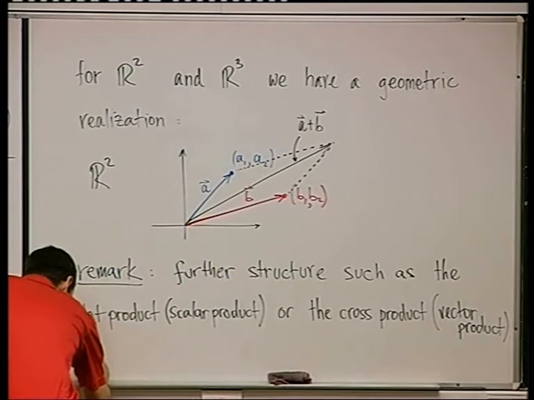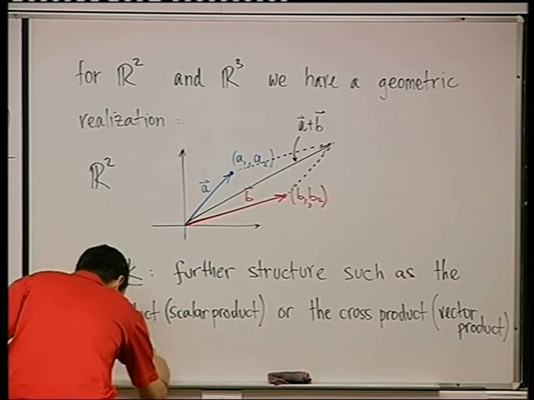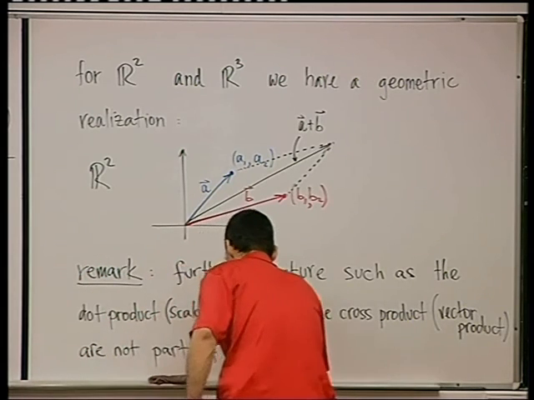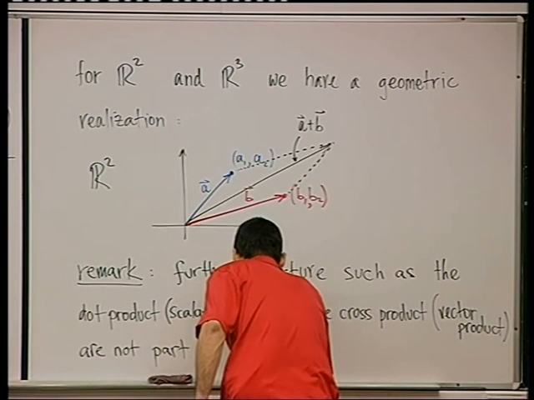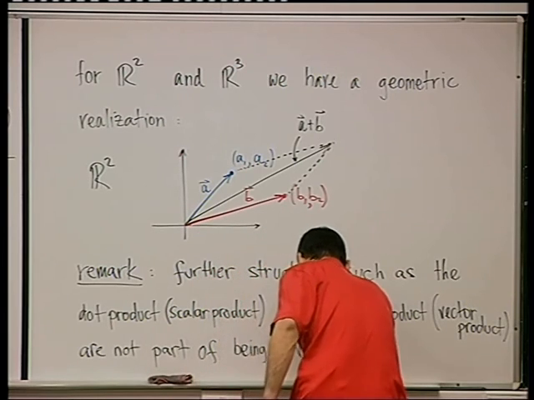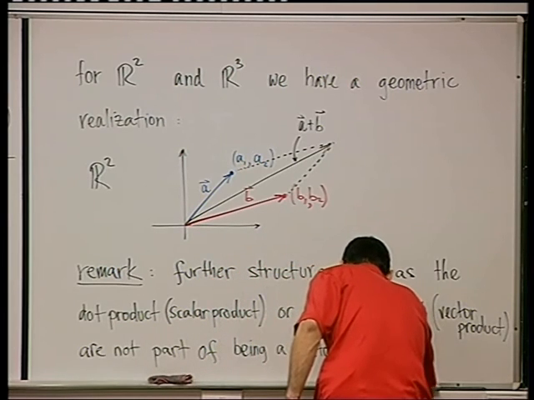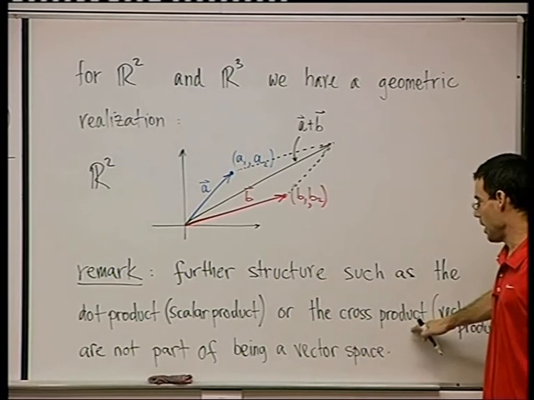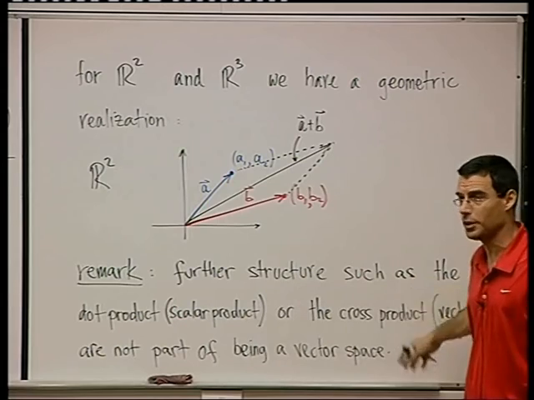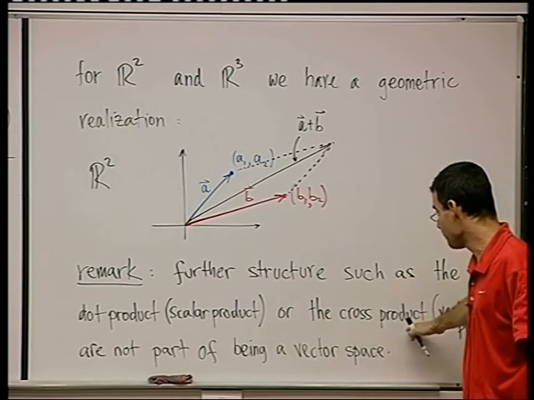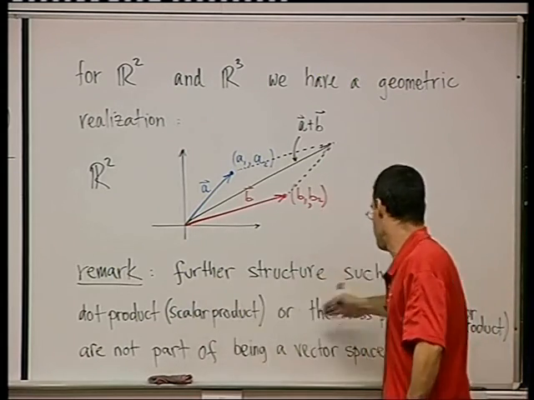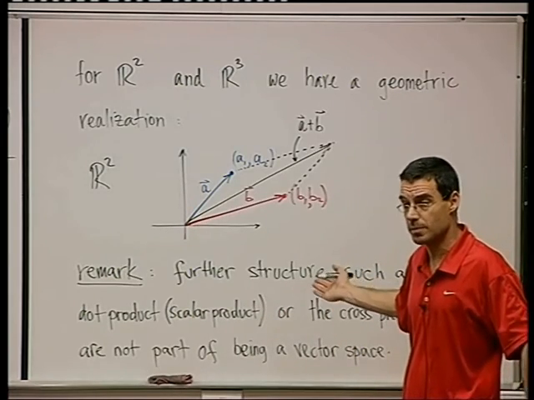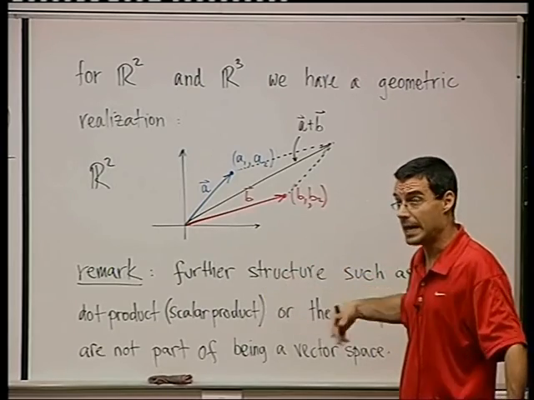Are not part of being a vector space. So I'm not saying anything of the form, these are not important. They're crucial, they're very important in applications and so on. But spaces with these further structures or other further structures are not just vector spaces. They have further structure and it is generalized.